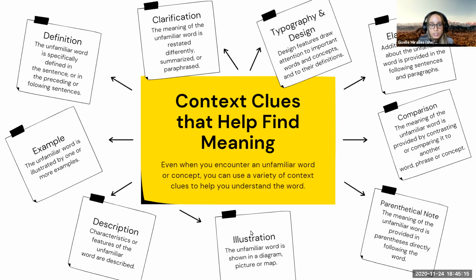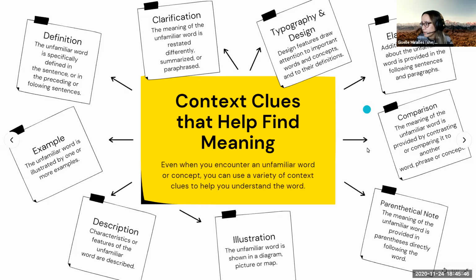So illustrations tend to be another context clue that you can use to understand a word that you may be unfamiliar with. Another context clue are parenthetical notes. These are when the meaning of the unfamiliar word is provided in parentheses directly following the word. So this is also easy to spot. Like I said, it would be parentheses right next to the word with a definition in it, which is another context clue that you can use.